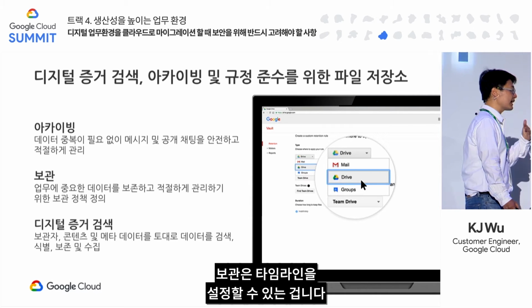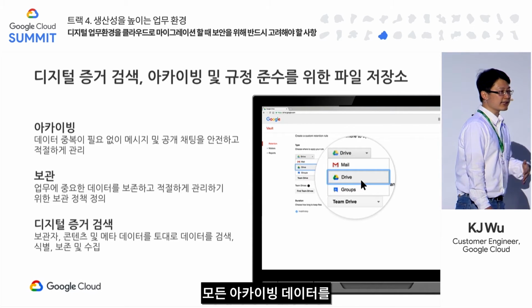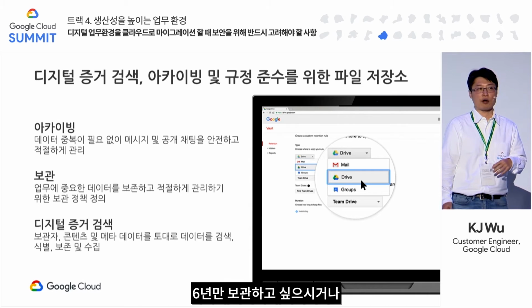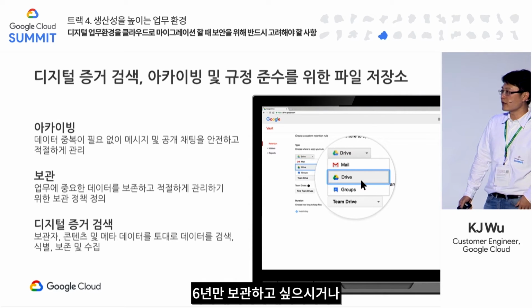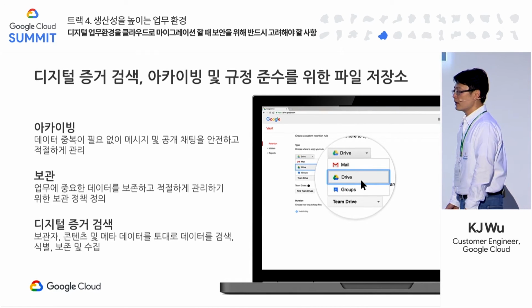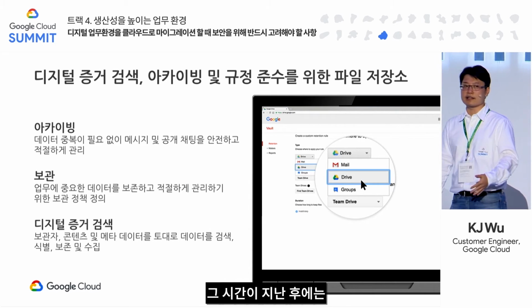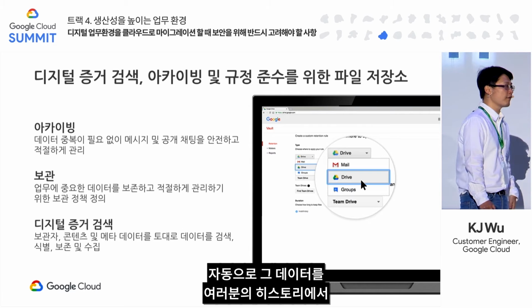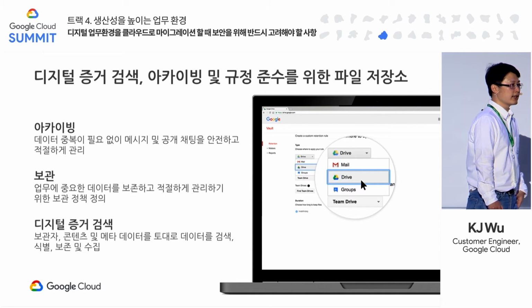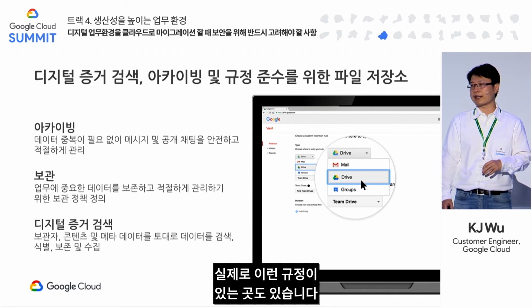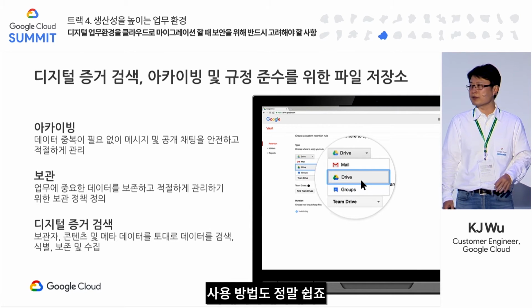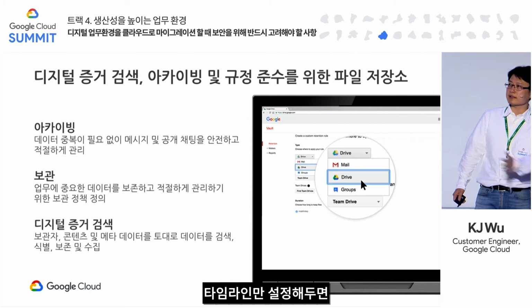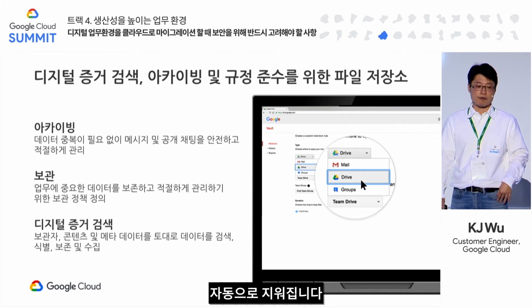Retention means you can set a timeline there. Let's say all this archived data, I only want to keep for 6 years, or maybe 3 years. So after 3 years or 6 years, we will automatically remove them from your history. I know some compliance rules require that, so it's very easy for you to do. Just configure that, set a timeline, and they will remove it for you.